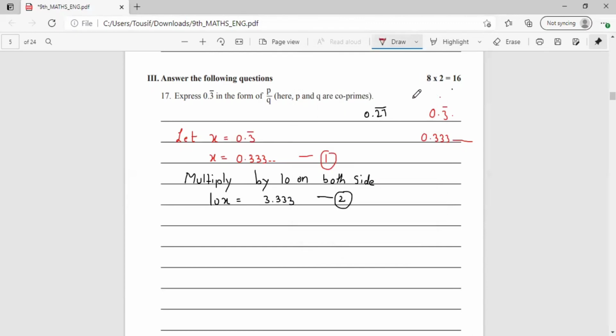The next step, nothing to multiply, just subtract. What are we going to subtract? Subtract equation 1 from equation 2. So that is 10x minus x. This is our first equation, this is our second equation. So 10x minus x is equal to 3.33 minus 0.33.